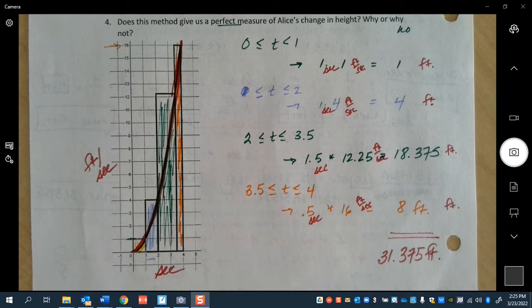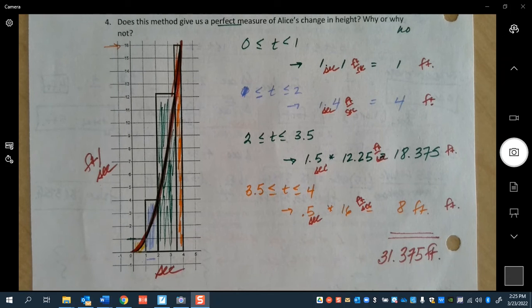When we look at what it is we're calculating, I know distance equals rate times time. Here's my rate, here's my time. I'm finding the area of all these little rectangles. That rate times that time gives me my distance. That's what I want to know. You're going to calculate how far your car drove. We just calculated how much Alice grew.